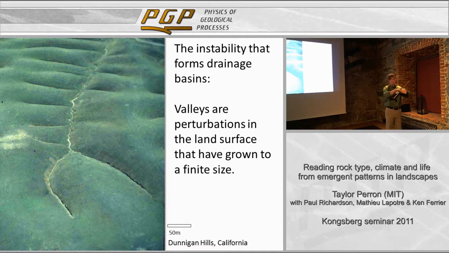When you perturb the surface, it's going to focus flow towards that perturbation. And if the rate of erosion goes as the water flux past a given point, that means you're going to erode faster in the perturbation. And that's going to enlarge it further and get a positive feedback when you dissect the landscape. Okay, so that's the instability.